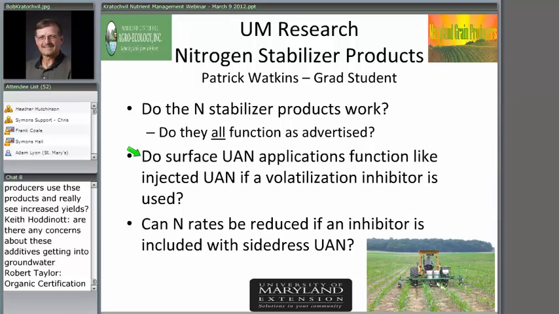The third question that we had, can N rates be reduced if an inhibitor is included with sidedress UAN? If you're going to use the product, there is a cost associated with it. It's in the neighborhood of about $10 per acre. So you would at least like to either reduce the amount of nitrogen that you're using, which would also be an environmental benefit, or see some kind of yield response associated with their use to cover the cost associated with their use.